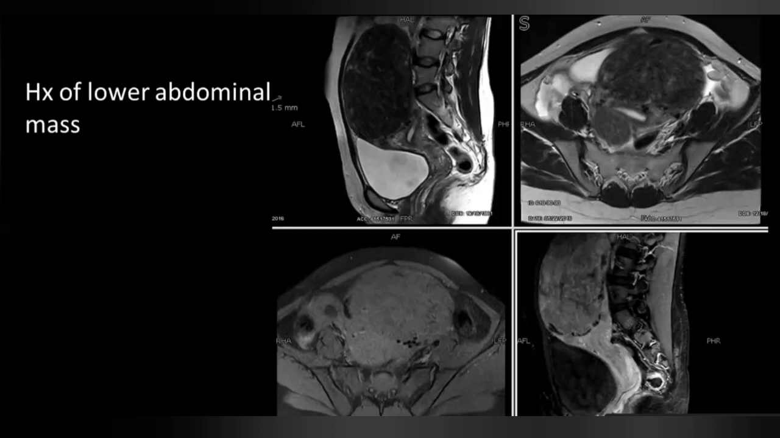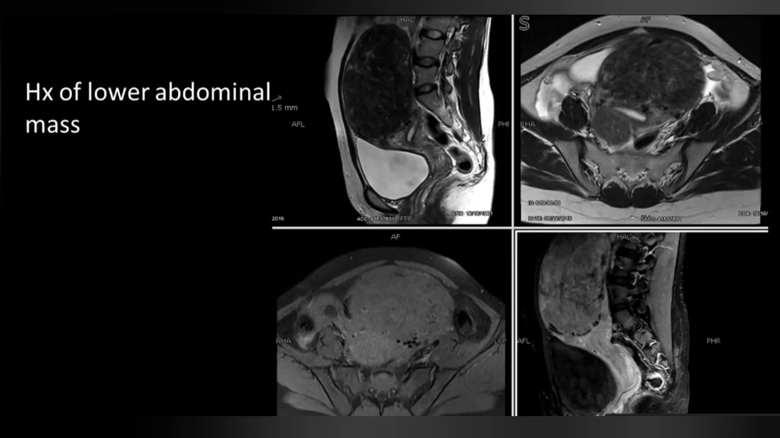For routine evaluation of fibroids, MRI is not done, but MRI is done when the surgeon is planning to remove them, do the myomectomy, and in this case you have to tell the exact location of the fibroid. So in this case, this is a subserosal fibroid, and the posterior one is an intramural fibroid.